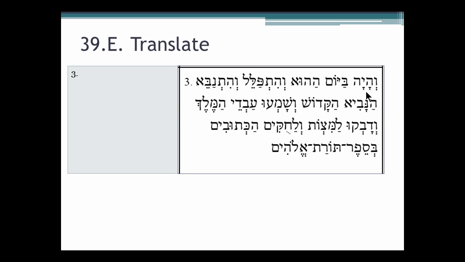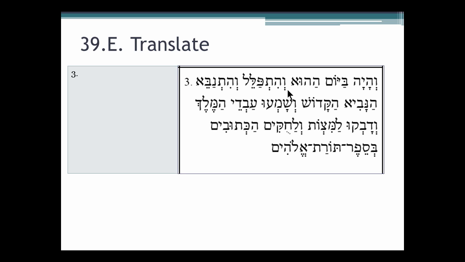Now we've got a vav consecutive here, but a perfect. Okay. Remember vayehi, vav consecutive imperfect. Again, that sets the time in the past, completed action. Here we have vehaya, vav consecutive perfect, which sets the time in the future. Vehaya, and it shall be bayom hahu, in that day. Now we've got vehitpalel. Well, we've got a vav here.